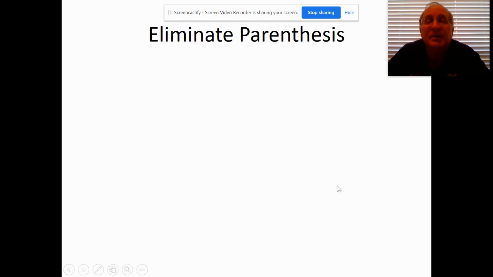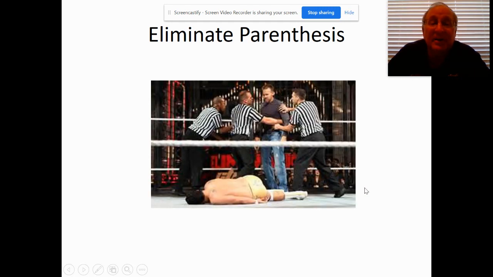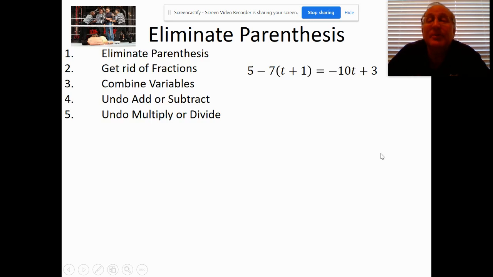Eliminate parentheses. And by that, not that kind of eliminate parentheses. All right, so what we're going to have here is this. I have parentheses on the one side here, so I think the best thing to do is sometimes to get rid of those to make your work easier.